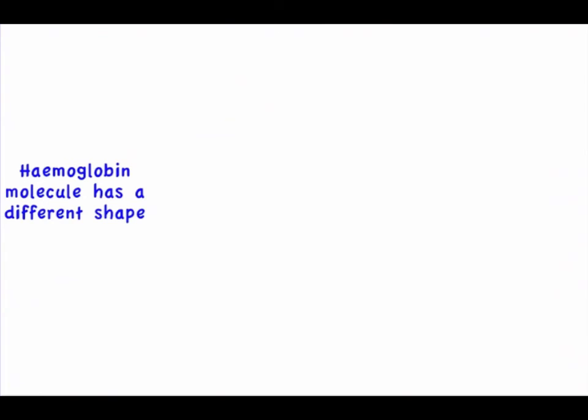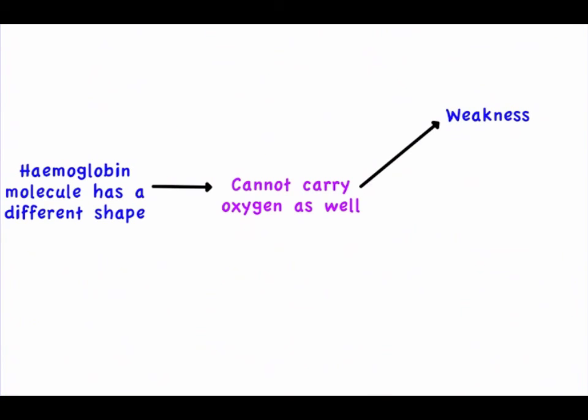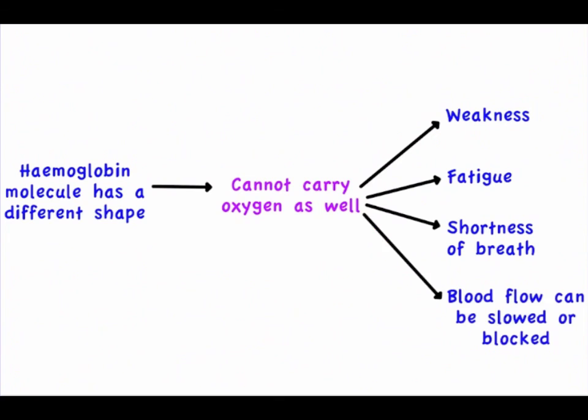So let's just summarize the exact effects as a result of that base substitution. Hemoglobin molecule then has a different shape. The important thing that students often forget is that this means that hemoglobin can't carry oxygen as well as it did before when it's a different shape. So that can result in weakness felt by the person, in fatigue, shortness of breath, and as I mentioned before, the impairment of the blood flow.